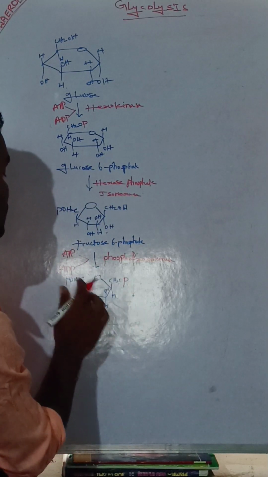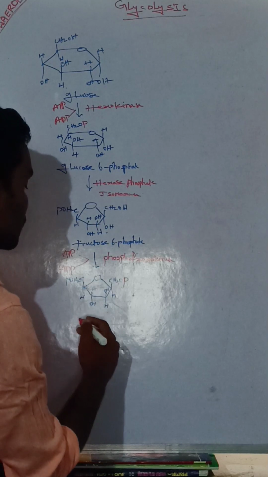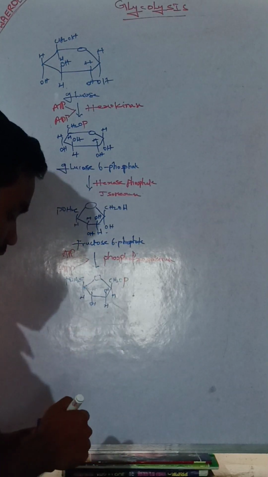Fructose 1,6-bisphosphate. What is the name of this molecule now? Fructose 1,6-bisphosphate.